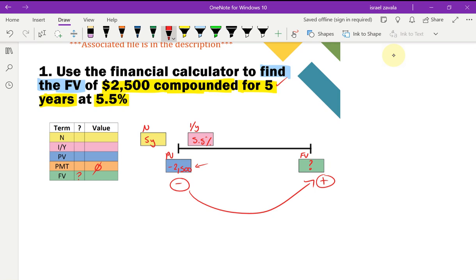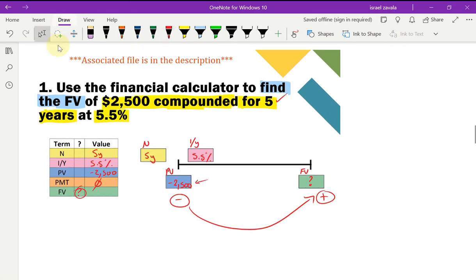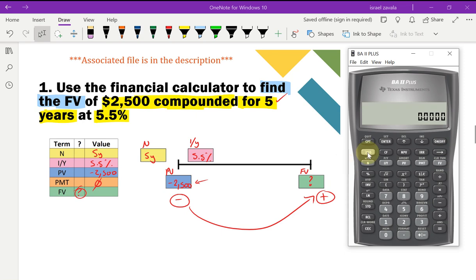Okay? All right, so let's just put our terms here. 5 years, 5.5%. Present value 2,500, and again we're looking for future value. So let's grab our financial calculator, and we're always going to do second clear time value of money. So 5 for years, 5.5 for the interest. Present value is 2,500. 0 for payments, there's no payments, and then we're going to compute future value.